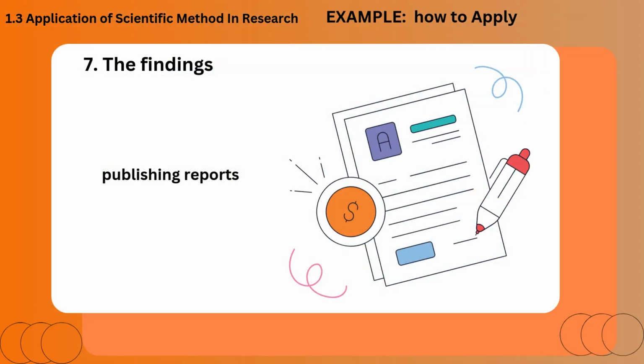So the next one is communicating the findings. So we will be sharing our result with others through reports, presentations or publications. In this, we can publish an article about the effect of sunlight on plant growth.